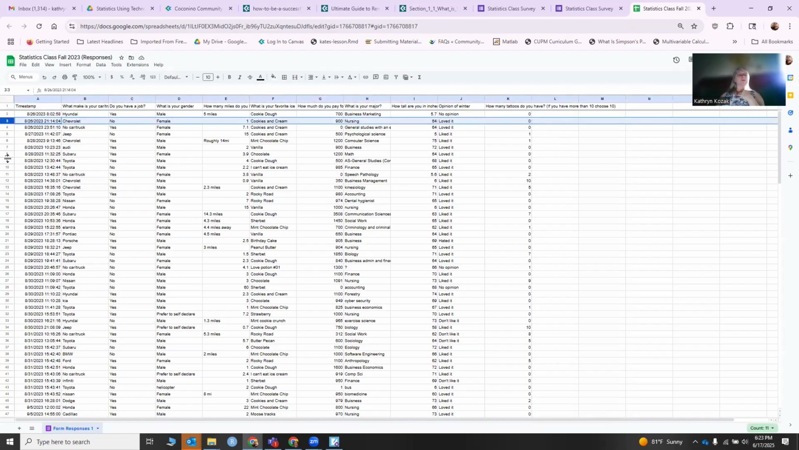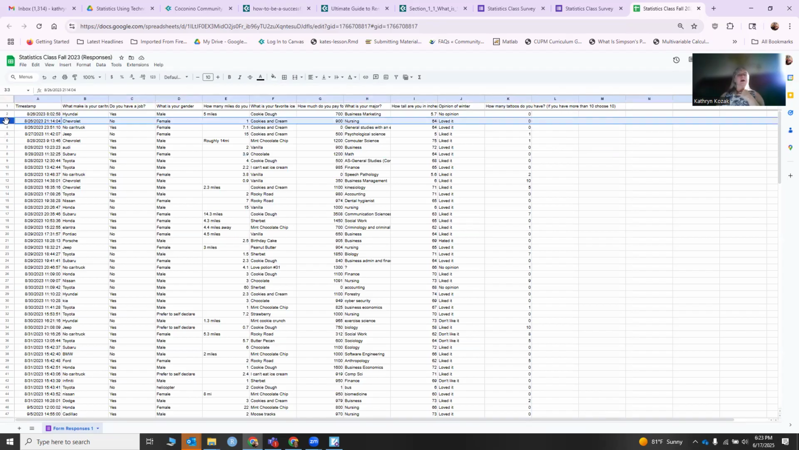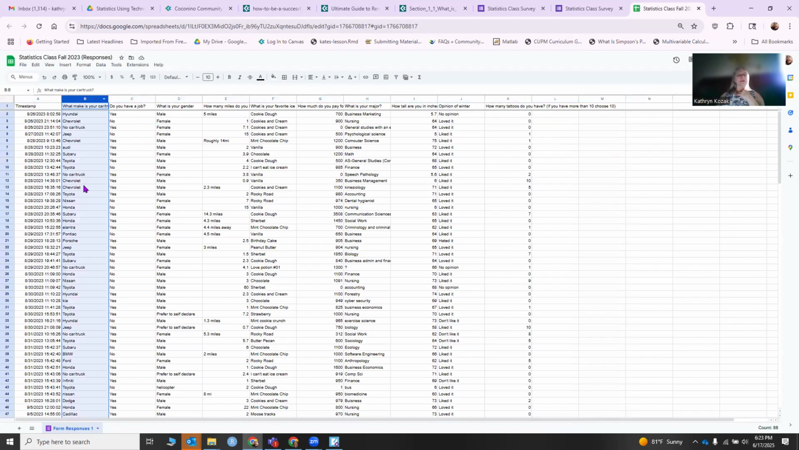So every single row here is a different student's answers. And every column here is the answers to that one question. What kind of car do you have? Here's all the different cars that are in that list. Do you have a job? Here's all the different answers to that. What major do you have? I know it's here somewhere. Yeah, here it is. There's all the information.